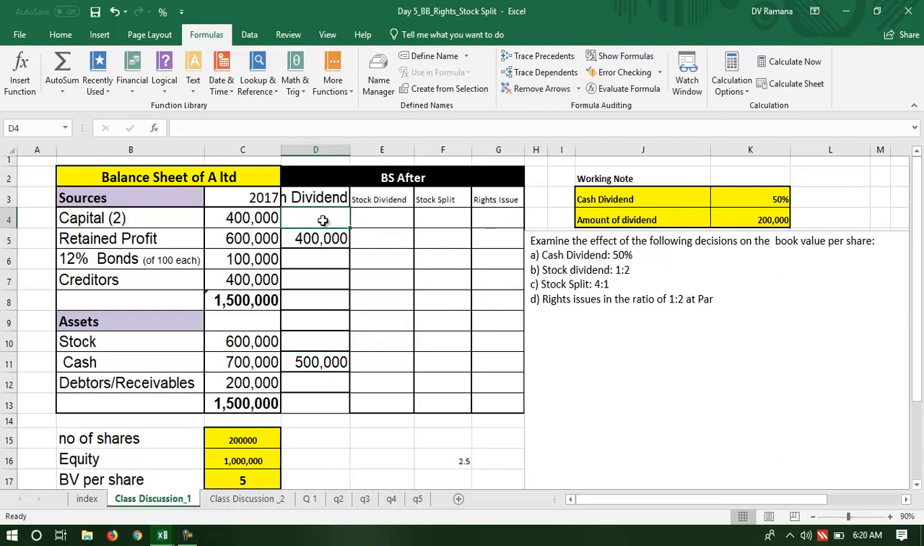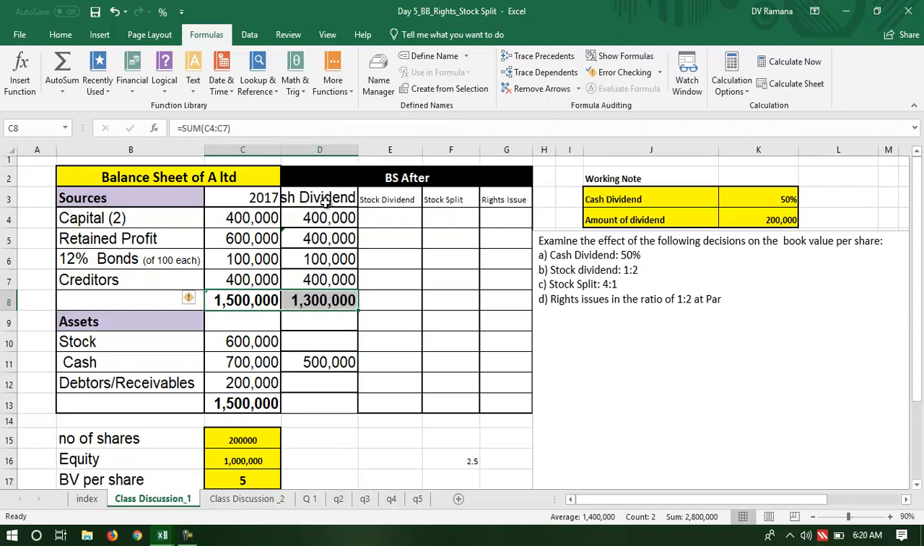There is no change in the capital. There is no change in the bonds. There is no change in the creditor. So the total of the balance sheet or the sources is 1.3 million. There is no change in the stock and there is no change in the receivable. So the total assets will also reduce to the extent of the amount of dividend paid.